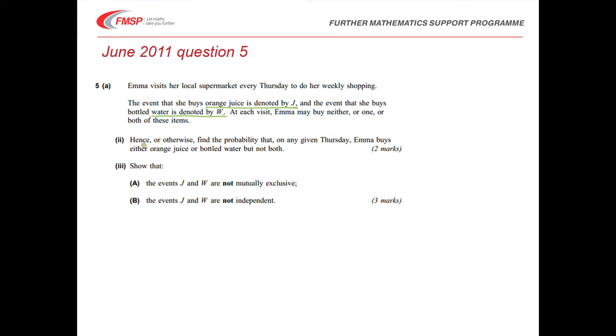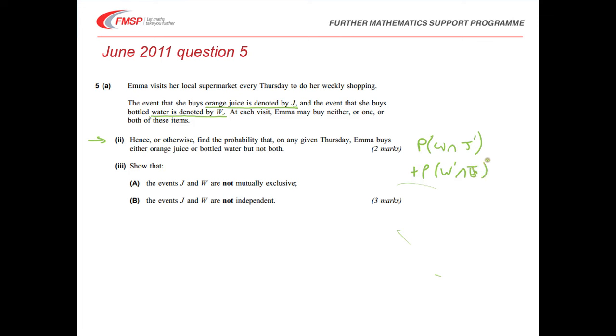Okay, so we've now got to look at the situation of hence or otherwise find the probability that Emma buys either orange juice or bottled water, but not both. Okay, so we need to understand what this is saying. Hence or otherwise, find the probability that on any given Thursday, she's going to purchase exactly one, is what we're looking at here. So either she's going to purchase water and not juice, or she's going to purchase juice and not water.